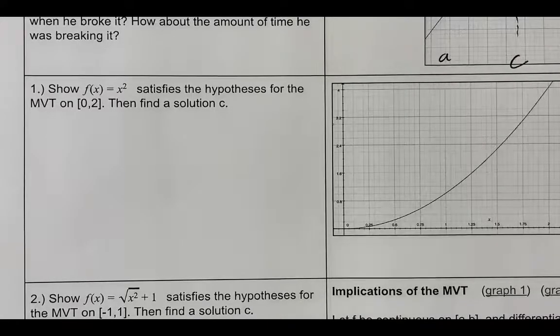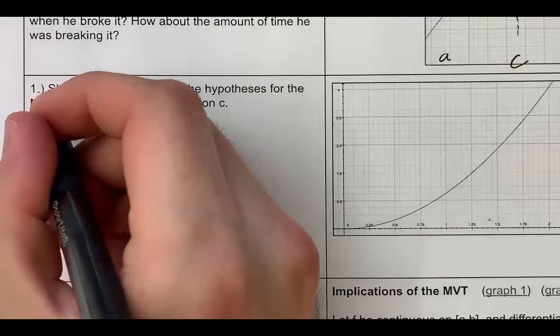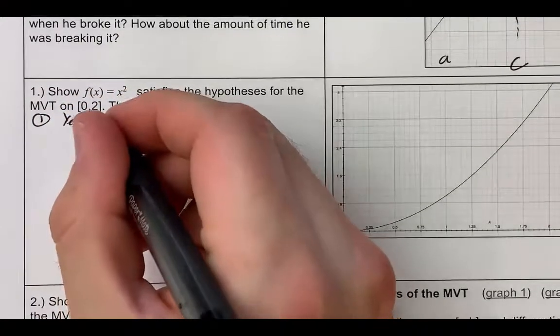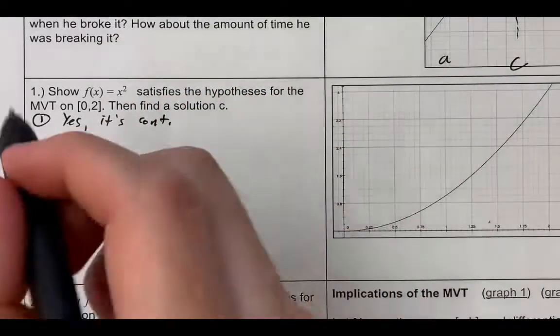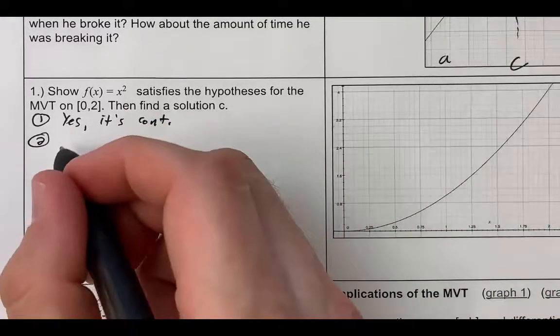All right, let's see if x squared satisfies the hypotheses for the mean value theorem, and then we'll find the c value. Okay, we're going to look on the interval from 0 to 2. And let's see if it satisfies the hypotheses. First of all, the first hypothesis: yes, it's continuous. The second hypothesis: yes, it is differentiable on the interval from 0 to 2.